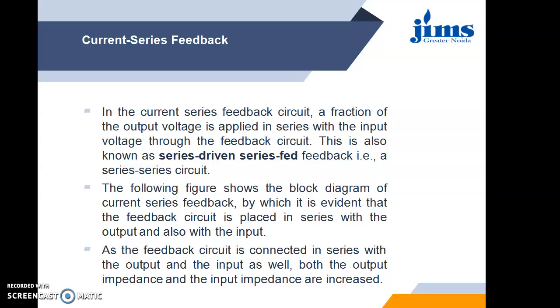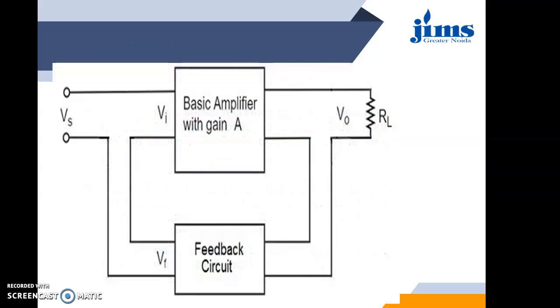It is a kind of a trans-conductance amplifier, and since the output port is in series, the output impedance increases, and the input port is also in series, so the input impedance increases. So both impedances increase in this case, and therefore there is one advantage and one disadvantage. The input impedance increment is the advantage and the output impedance increment is the disadvantage. And this is the basic configuration of this particular type of amplifier, which is a current series amplifier.